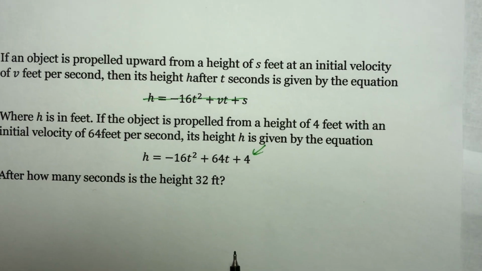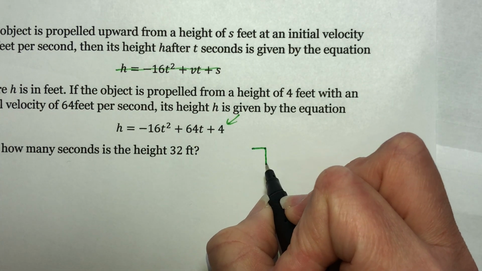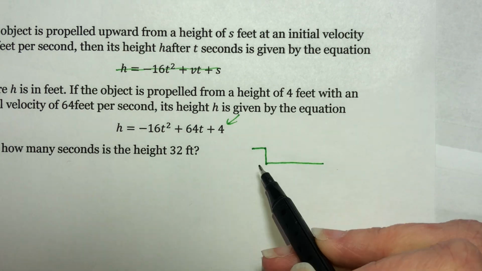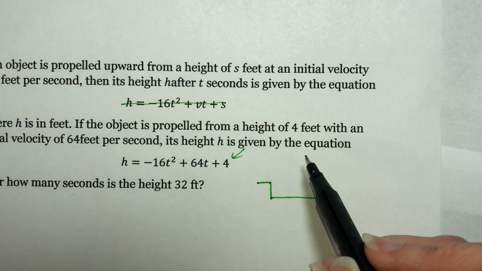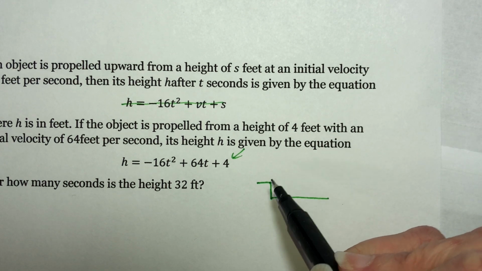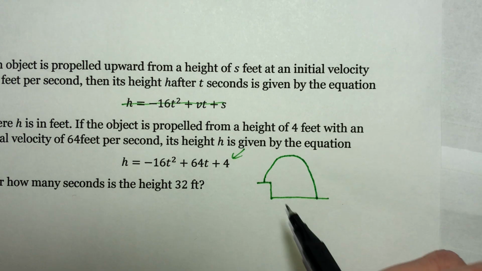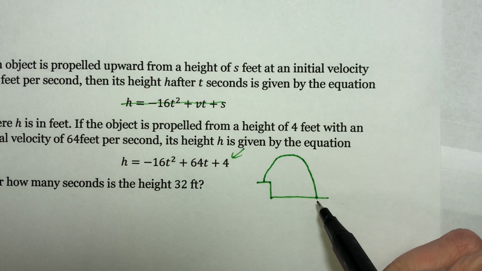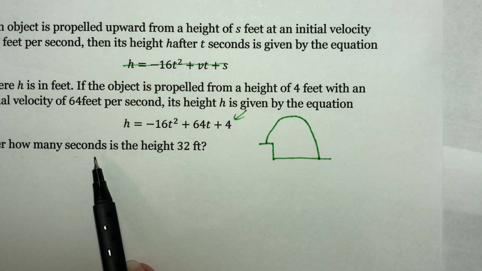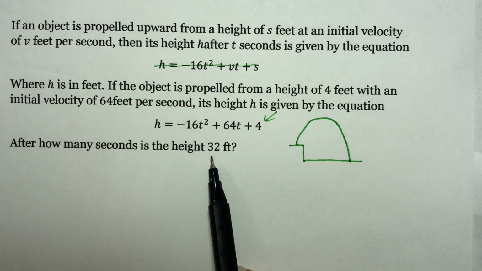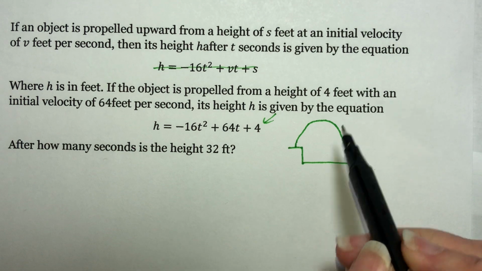Okay, now I'm going to draw a quick picture so we can have an idea of what we're looking at. So we start off and we're going to throw, let's say, a ball. We're going to throw a ball in the air, and we're starting off 4 feet above the ground. So when we throw a ball from here, it's going to take this basic shape, right? It's going to go up, and then it's going to hit the ground. And we want to know how many seconds does it take for our ball to be 32 feet off the ground? Well, if 32 feet is up here, it never gets there, and we have 0 answers.